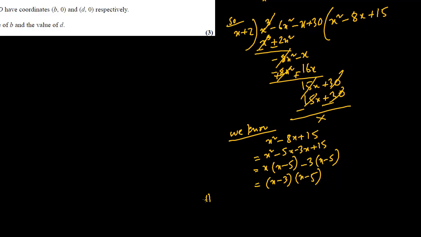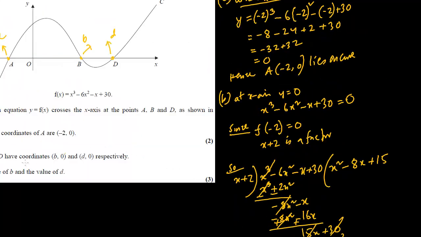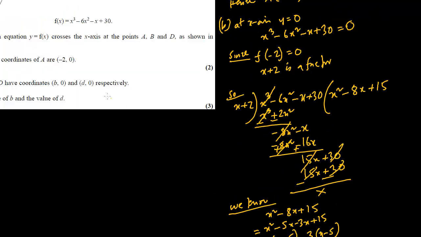Hence (x + 2)(x - 3)(x - 5) = 0. Therefore x equals minus 2, or x equals 3, or x equals 5. We need to know the values of B and D. That's what they asked: find the values of B and D. So we know the answer: B equals 3 and D equals 5. So the values of B and D are 3 and 5.